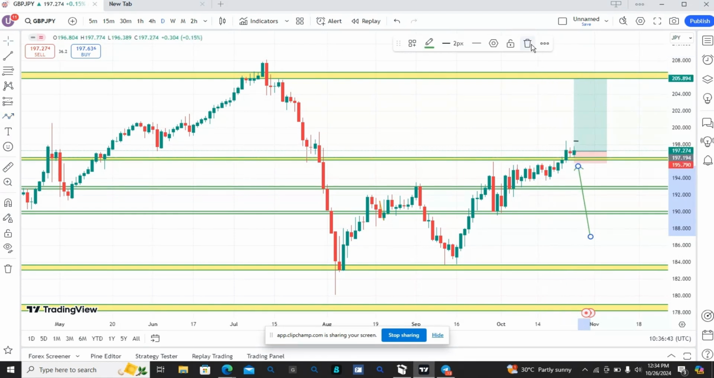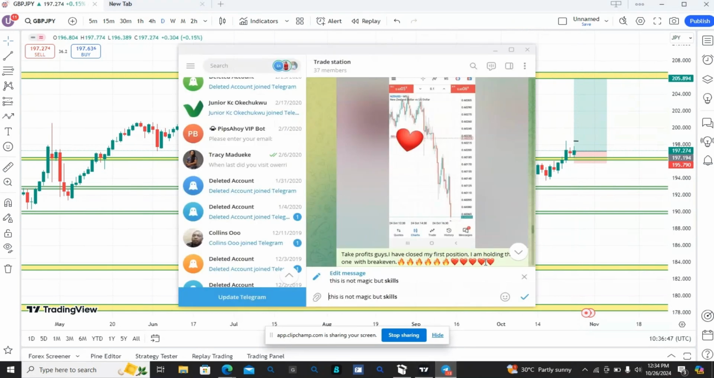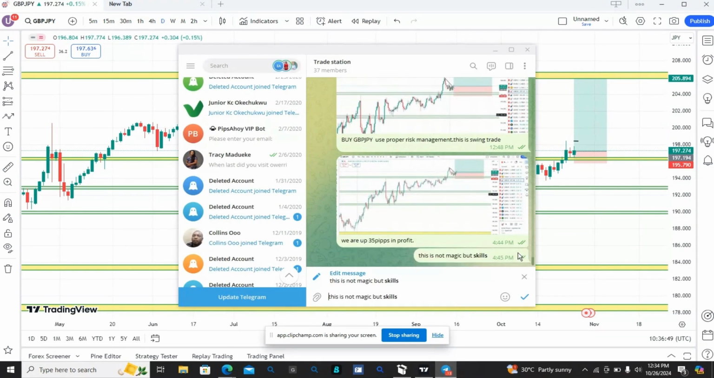I'm currently in this thread with my community. I made this call on Friday. You can see it's our Telegram group. I said buy GBP JPY, use proper risk management, this is a swing trade. After about 3 hours, the price moved up about 35 pips in profit.